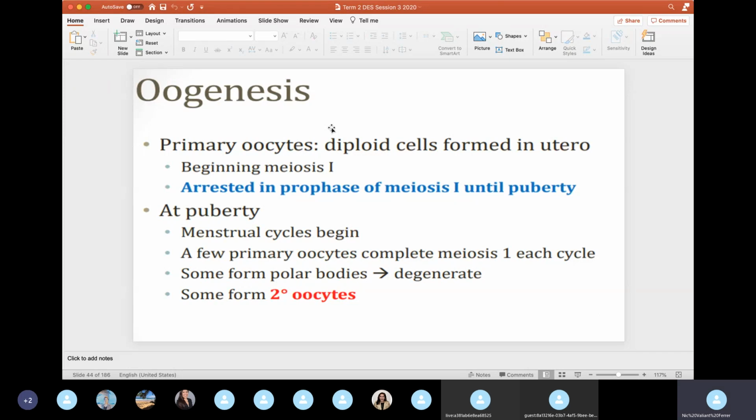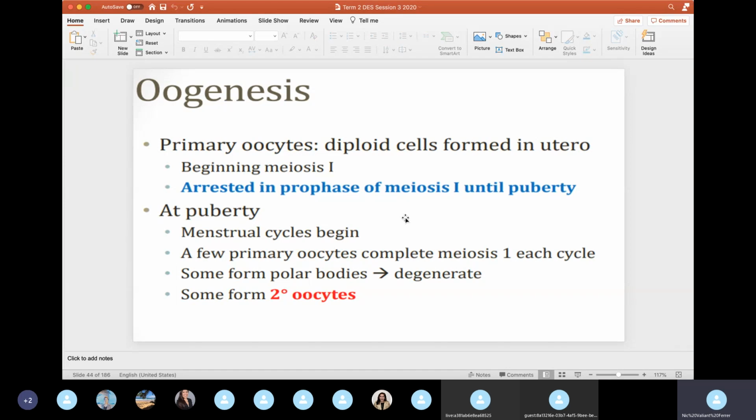Now let's talk about oogenesis. This is high yield. So you have the primary oocyte. They are the diploid cells formed in utero. They are arrested in what? Prophase of meiosis 1. Primary oocyte arrested in what? Prophase of meiosis 1. Then what happens at puberty?